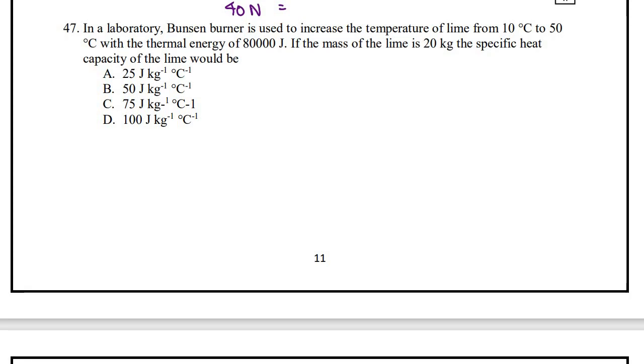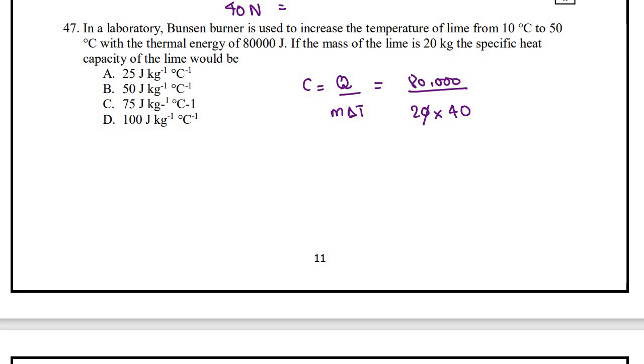In a lab, a Bunsen burner is used to increase the temperature of lime from 10 to 50 degrees with a thermal energy of 80,000. The mass of the lime is 20. We have to find the specific heat capacity. So the formula of specific heat capacity is Q over m delta T. The amount of heat is 80,000 joules. Mass of the lime is 20 and the temperature difference is 40.